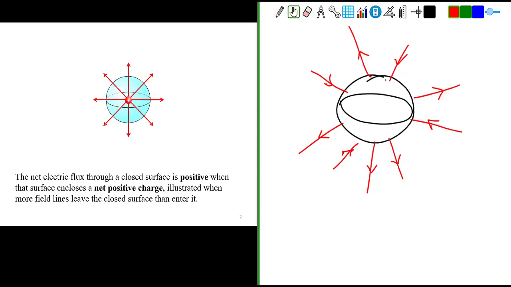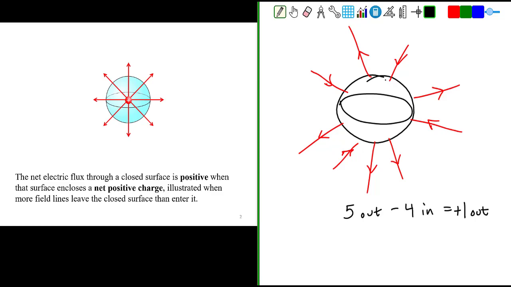So in this example, I have 1, 2, 3, 4, 5 field lines going out. So 5 out. We have 1, 2, 3, 4 field lines going in. So the net is 1 field line out. That positive coming out means that inside we have more positive charges in that closed surface than negative charges.